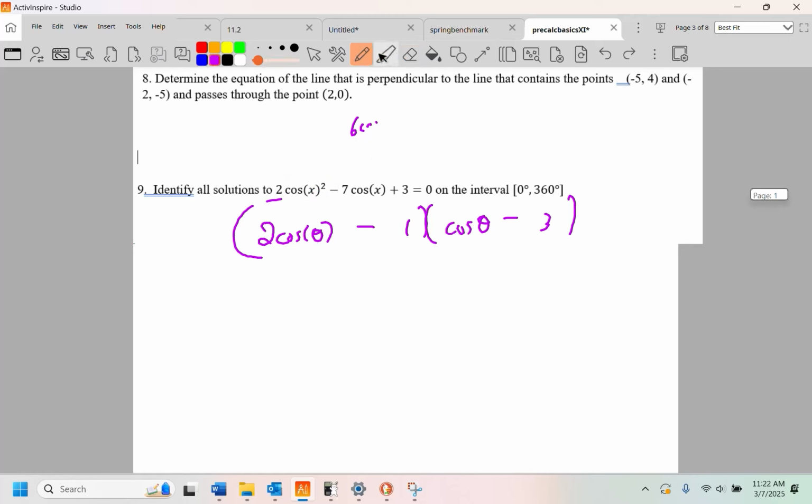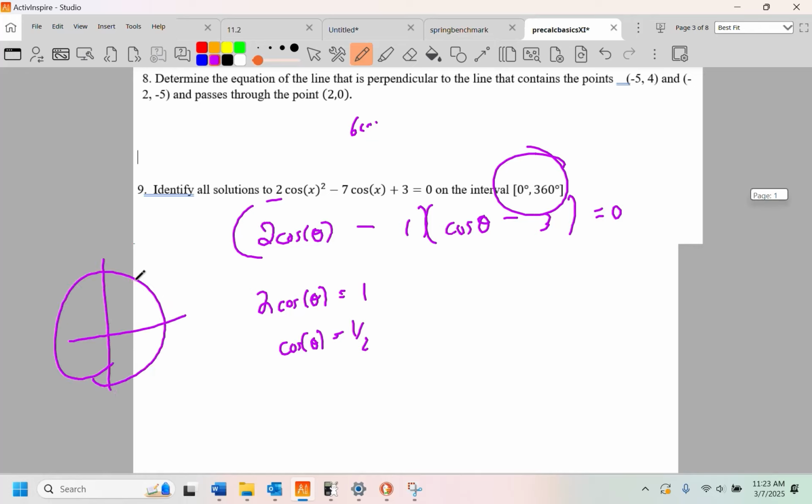Time to use what we call the zero product property. 2 cosines of theta is going to be 1. The cosine of theta is 1/2. Think about your unit circle. This covers the entire unit circle. There are 2 places on the unit circle where the x value is 1/2, and they are right there and there respectively. That's going to be 60 and 300 degrees. That's it. Okay? Now the other one would say that the cosine of theta is 3.